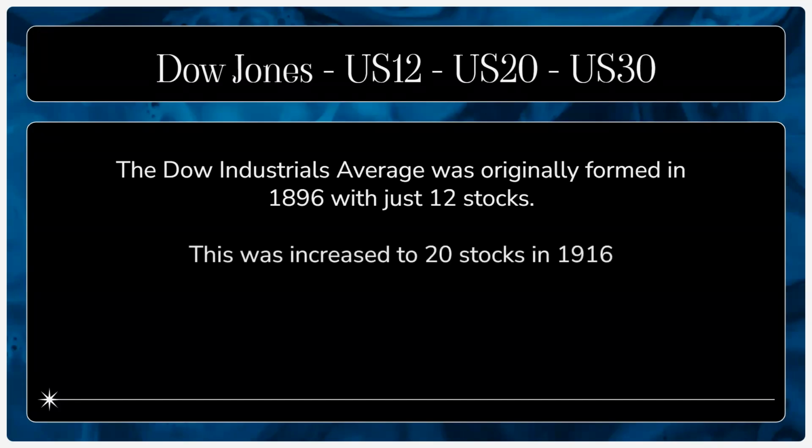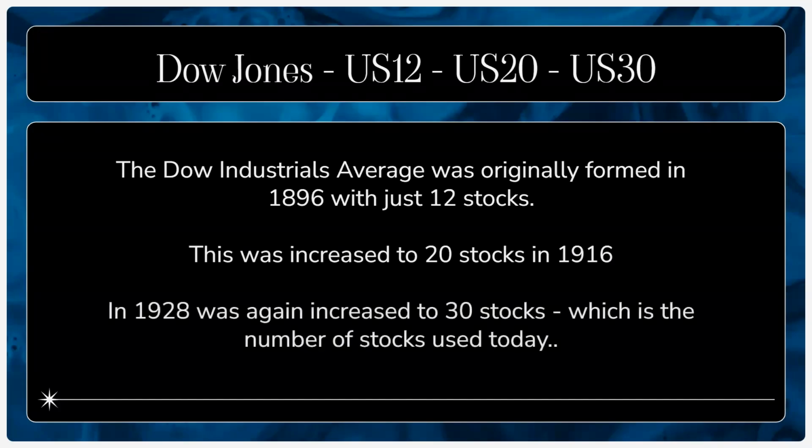Then it was increased to 20 stocks in 1916. So, almost 20 years after inception, it went up to 20. Then, 12 years after that, it went up to 30. And this is the same number that it is today. It's the same 30 stocks.